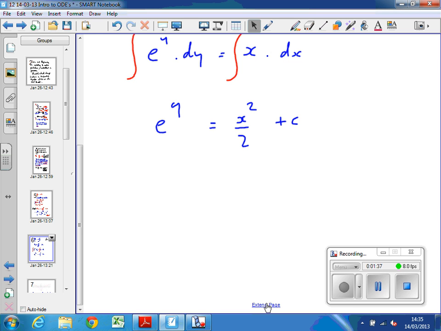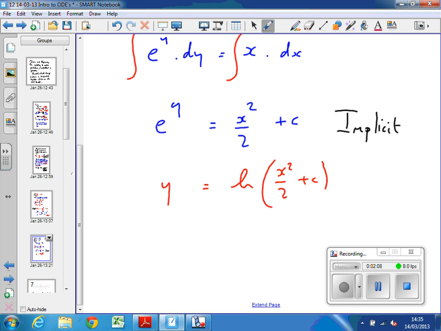And so now that's the implicit form of the solution because it's solved, but we've not got it saying y equals something. So this is the implicit form of the function. What we do now is try and get y. So take the natural log of both sides. The natural log of the left-hand side cancels out the e to the power, so we're left with just y equals the natural log of x squared over 2 plus c.